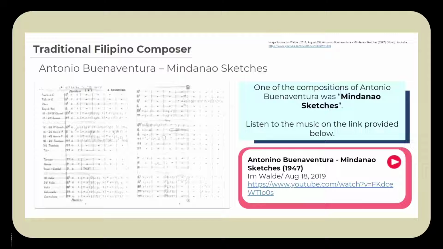One of the compositions of Antonio Buenaventura was Mindanao Sketches. Listen to the music on the link provided below. Aside from this, Buenaventura also composed another well-known piece, Pandango Sa Ila.